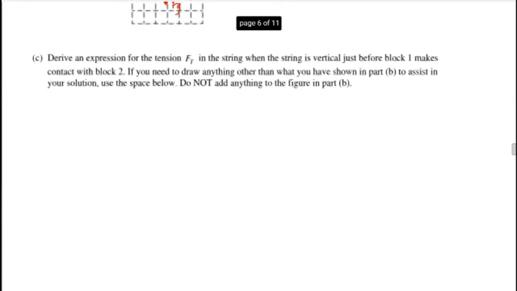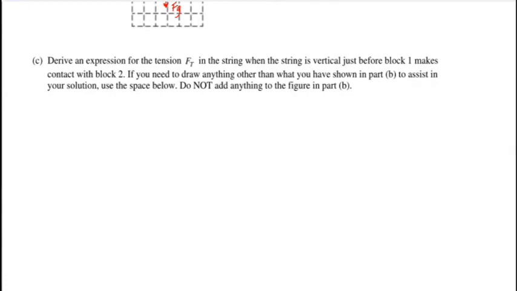So now we're getting into part C, let's just read it out. Derive an expression for the tension Ft in the string when the string is vertical, just before block 1 makes contact with block 2. If you need to draw anything other than what you have shown in part B to assist your solution, please use the space below. Okay, they just don't want you messing up the diagram that you've already done for part B.